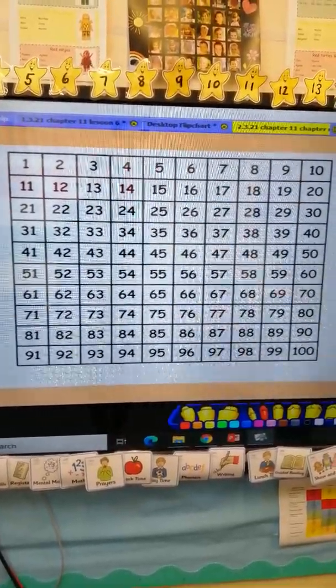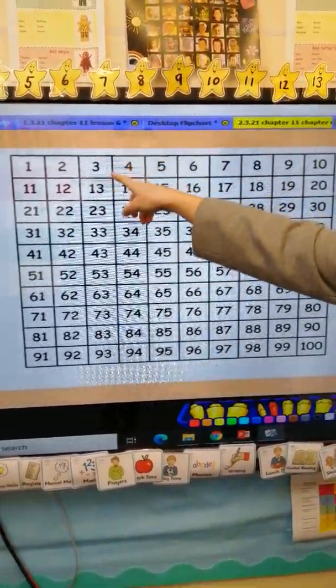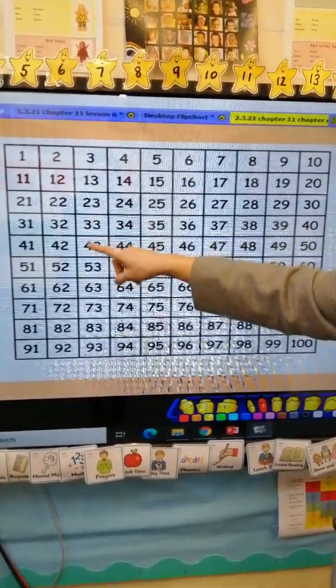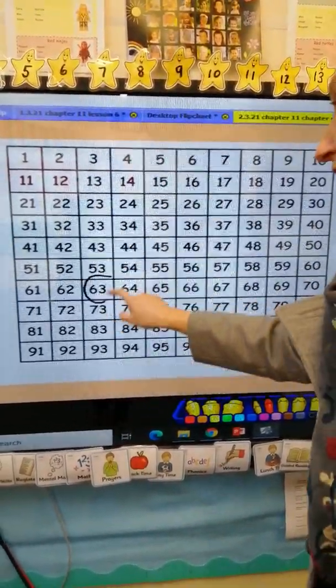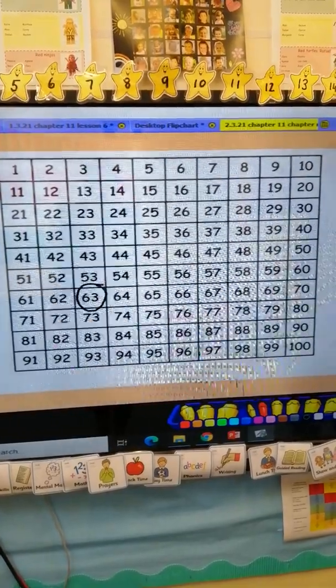It's in the threes column, isn't it? Because that number's got 3 ones. It's not 13, 23, 33, 43, 53. It's the number 63. Now we're going to partition the number 63.